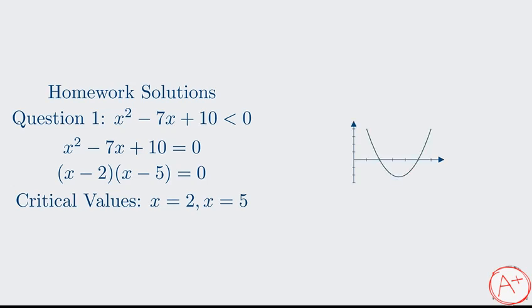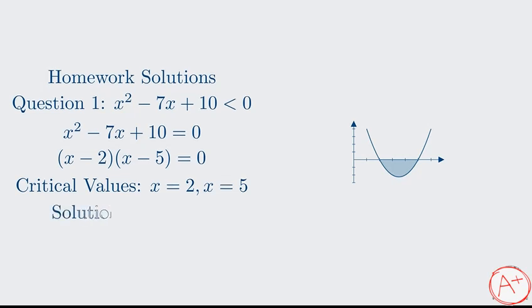Step 2. Sketch the graph. Since the coefficient of x squared is positive 1, we draw a U-shaped parabola. Step 3. Identify the region. We want the region where the curve is less than 0, which is the valley between the roots. The final answer is 2 is less than x, which is less than 5.